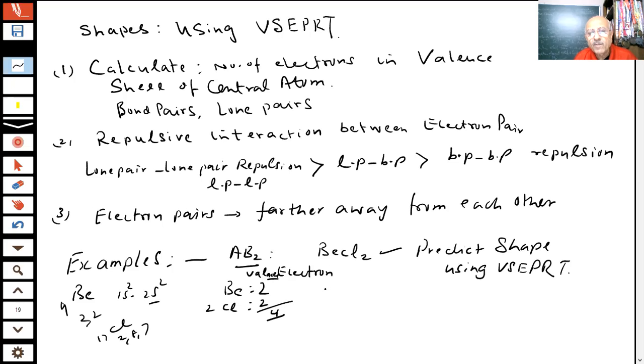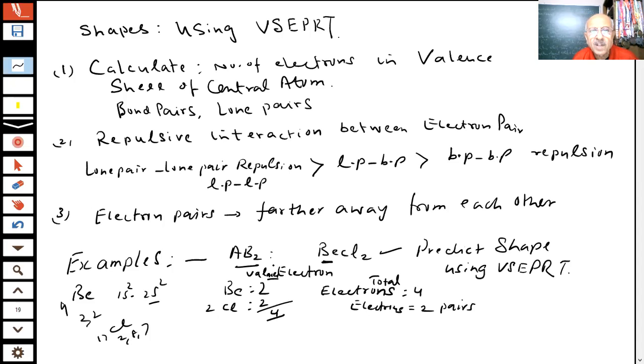So how many electrons, students, in the central atom? What is the central atom here? Be. This is my central atom. So total electrons, 4, that is two electron pairs. And how many bonds is it forming? Beryllium is forming two bonds, one with each Cl.